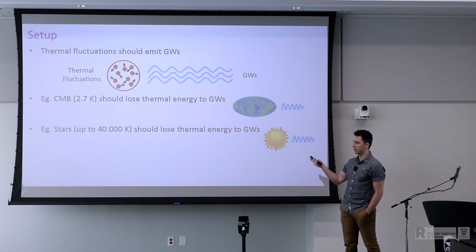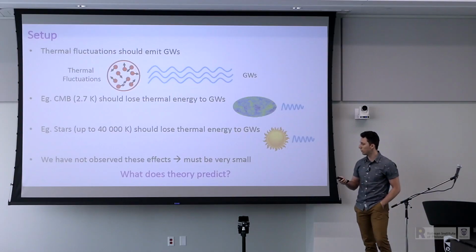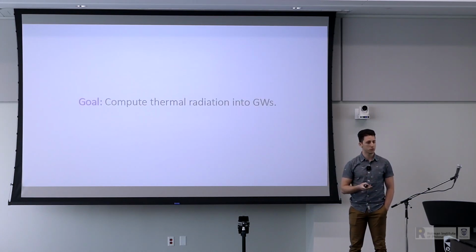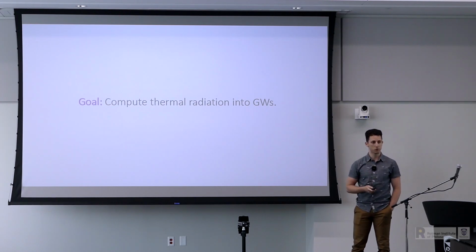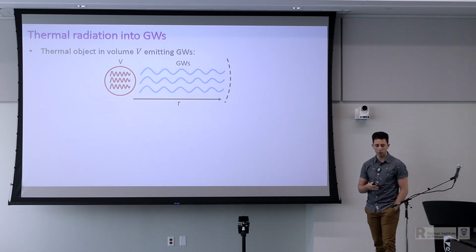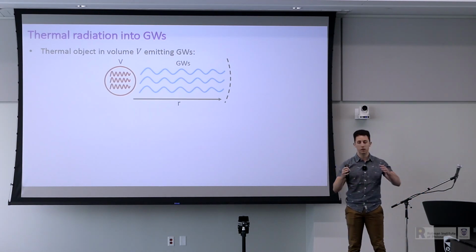However, what's important to note is that neither of these effects have been observed yet, and so they must be very small. And so then the question becomes, what does the theory predict? Does the theory also predict a very small amount of energy radiated? If it doesn't, then we would have an ultraviolet catastrophe, a disagreement between theory and observations. So our goal now is to compute, theoretically, the amount of thermal radiation radiated by a thermal object into gravitational waves. So we'll consider this setup. We consider a thermal object in some finite volume V emitting gravitational waves out to a distance r.